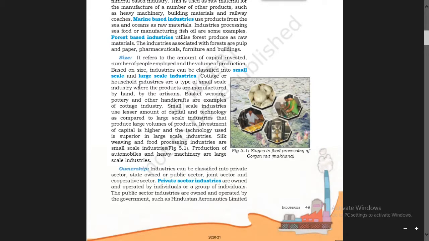Cottage or household industries are a type of small scale industry where the products are manufactured by hand by the artisans. You see, cottage industries or household industries are those small scale industries where the products are manufactured by hand by artisans.